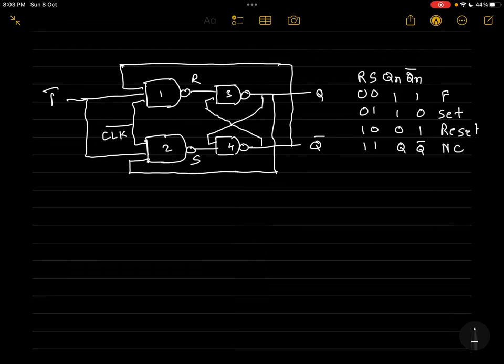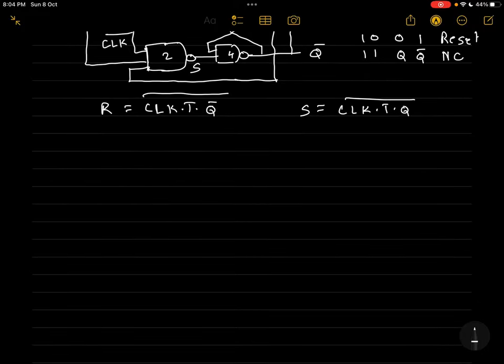We will try to find the equations of R and S. Once we get the equations of R and S, we can easily find the Qn and Qn bar values, the final output values, using this table. For R, that is the first NAND gate, inputs are CLK, T and Q bar, so it should be CLK into T into Q bar, the whole bar. And for S, that is gate number 2, inputs are CLK, T and Q, so it should be CLK into T into Q, the whole bar. To get the values of R and S, we need the values of CLK, T, Q and Q bar.